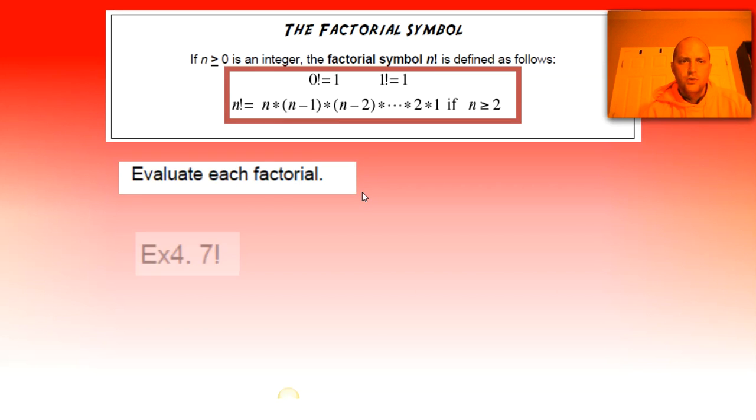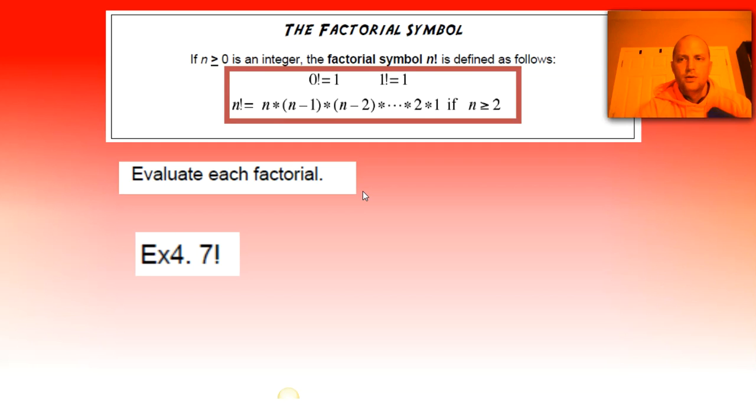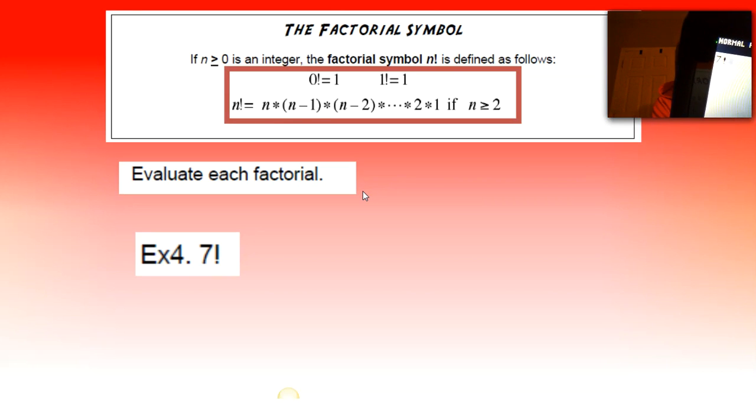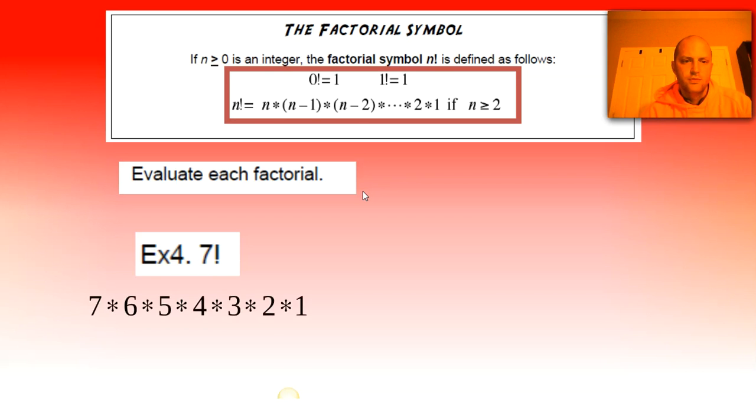So the factorial symbol: if I want to do 7 factorial, yeah, I could do 7 times 6 times 5 times 4 times 3 times 2 times 1. Or type in 7 and then go to the math menu, over to PROB, down to number 4. I could just do that. 7 factorial, press enter. And I got 5,040. And again, you can do it by hand or you can use your calculator.